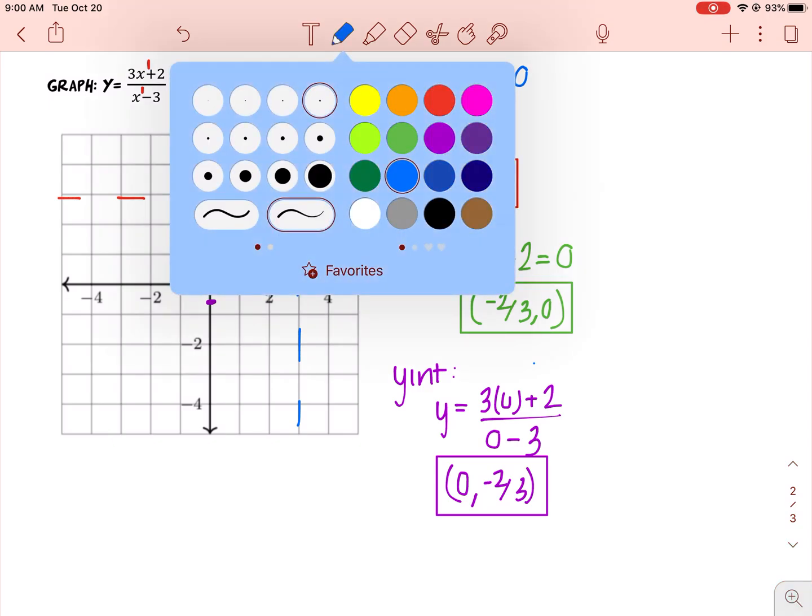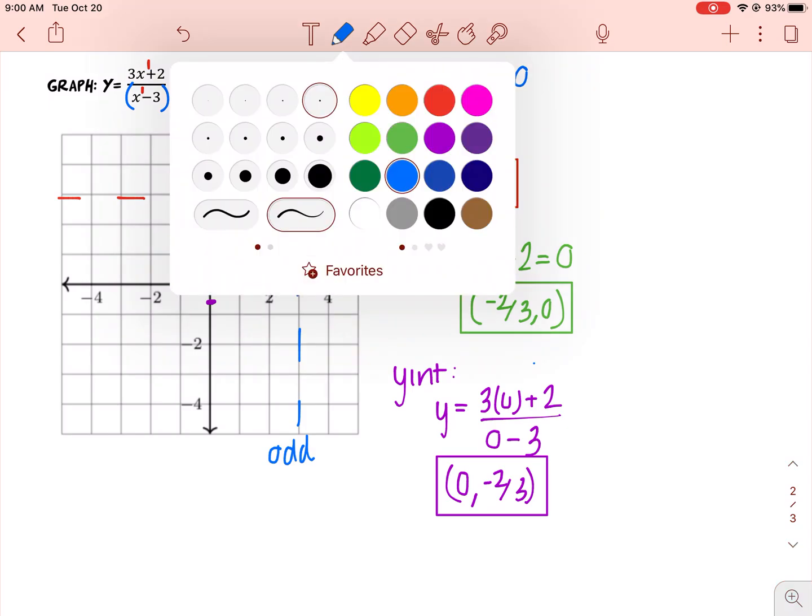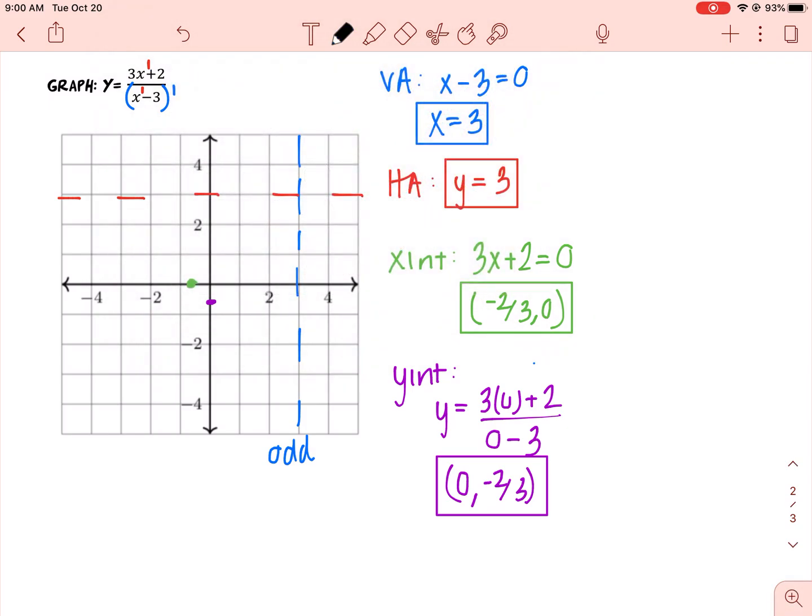Looking at the multiplicity of my denominator, that will tell us that it's odd because it's raised to the first power. So we need to approach in different directions. So as I'm here, it kind of looks like I'm going to go like this and hug these asymptotes, which means I would have to go like this and approach in opposite direction to that blue dotted line. When in doubt, make that XY table, confirm.